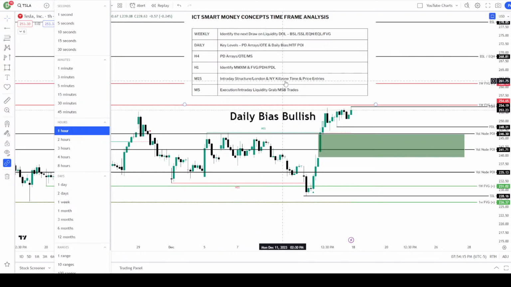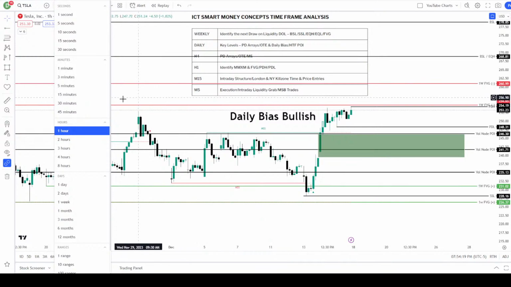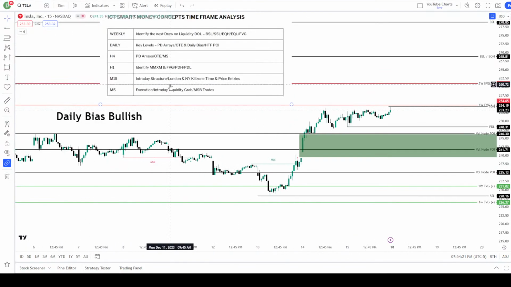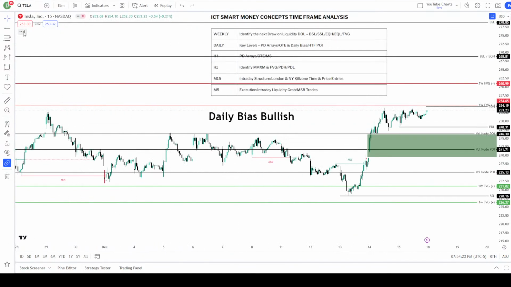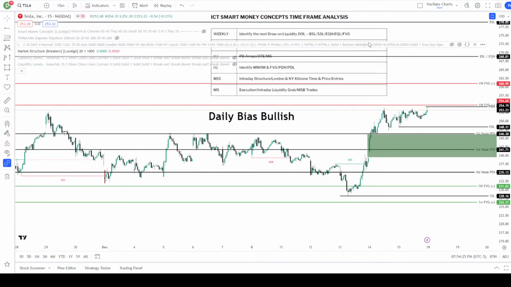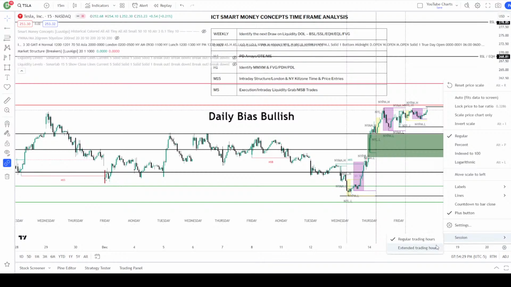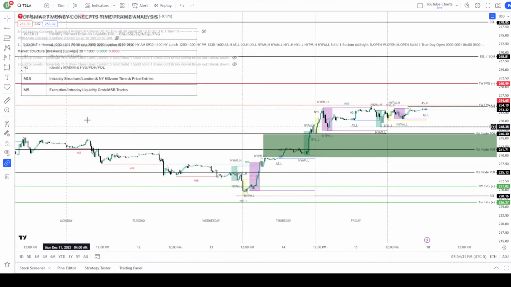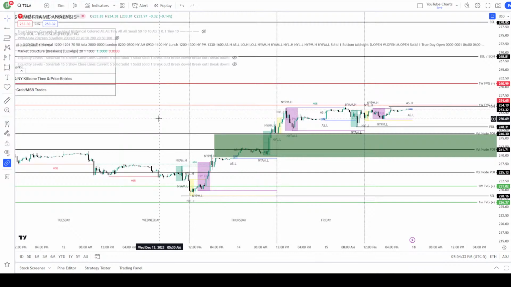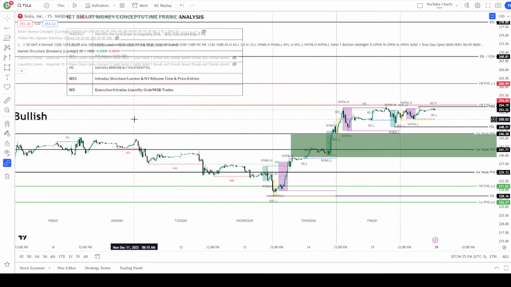But that's where the London and New York kill zones come in. London, I'll show you here in a minute. So let's just drop down into the 15 minute. Let me see if I've got my London time frame on here, and then you have to make sure that your session is set to extended. So let me show you why London is important.